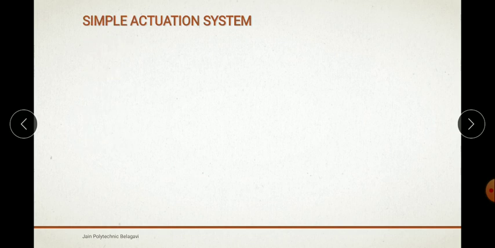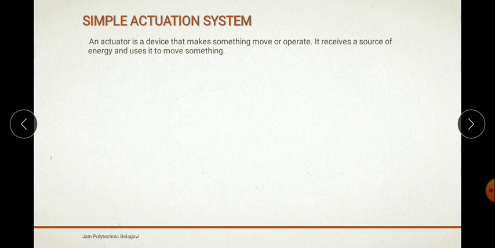As you know, the actuator is a device that makes something move or operate. It receives a source of energy and uses it to move something. So what is an actuator? Basically it is a device which is used to move a particular object, or to operate from one position to another position, which receives some kind of source of energy for this movement. So this is nothing but the actuator.